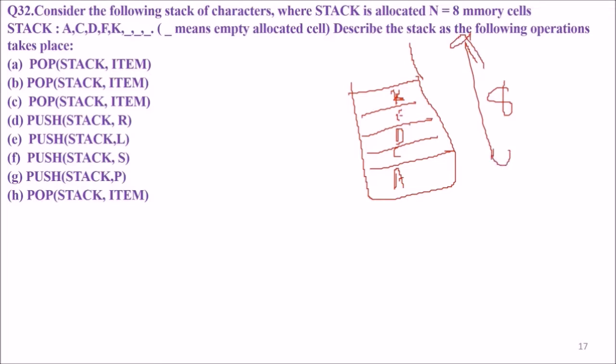How many are these? 1, 2, 3, 4, 5 right now. 5 are there, 3 are remaining. And these are 3. 1, 2, 3. So pop stack item. What will pop give? It will give us K. So K will be popped. K will come here. Pop again. So now the top will be pointing to F. So F will be popped. So it will be F. Then again pop. That will be D. D will be popped. So it will be D.